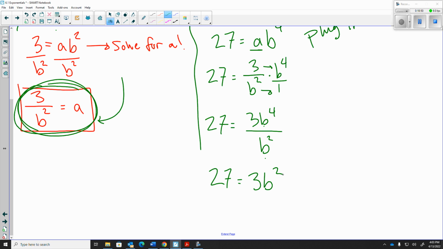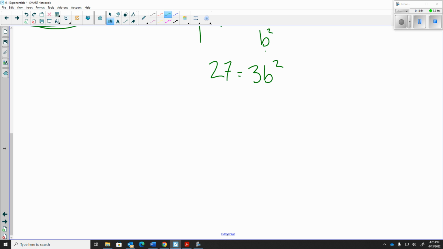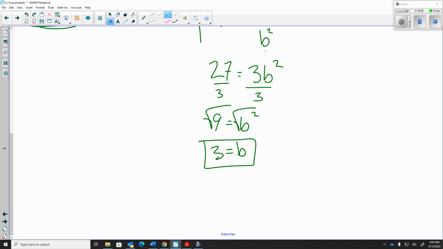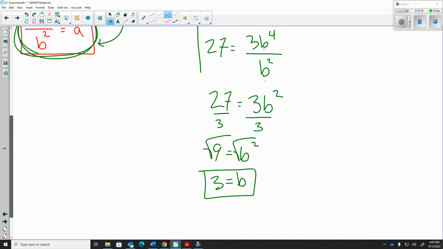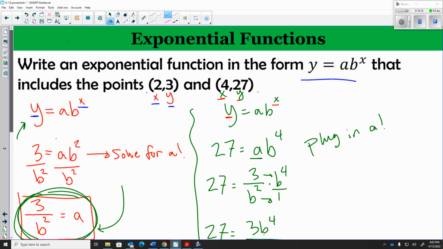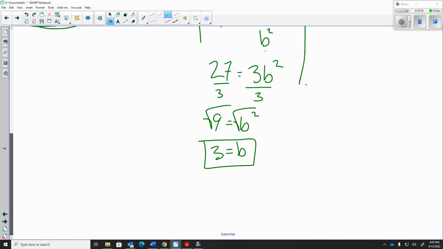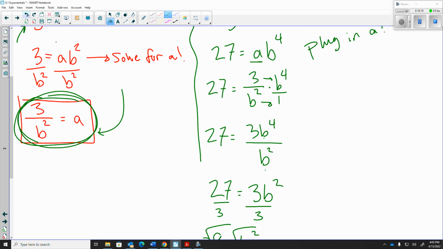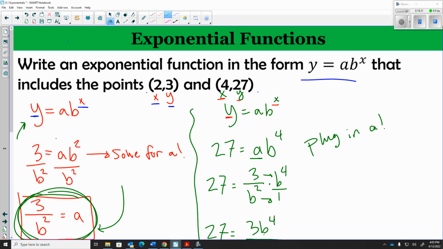Now you can see that we can solve this for b pretty easily. Divide by 3, that's 9 equals b squared. Take a square root, and that's 3 equals b. Now let's think about where we're at. I have b. I'm trying to write an equation that looks like this, ab to the x. I have b.